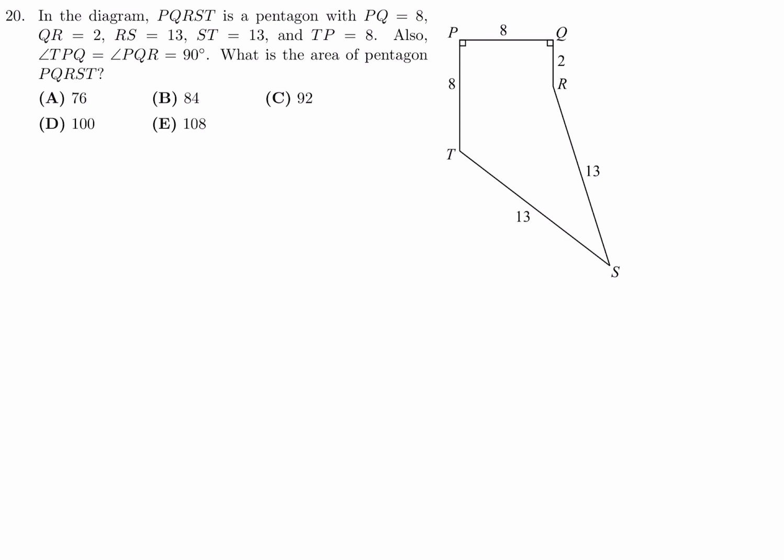In the diagram, PQRST is a pentagon. PQ is 8, QR is 2, RS is 13, ST is 13, TP is 8. Also, TPQ and PQR are 90 degrees. What is the area of the pentagon?